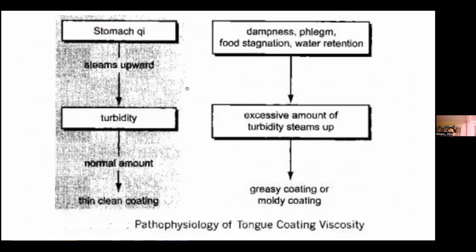So we have here a table or illustration. Ang stomach chi nag-steam upward and nadadala po yung turbidity pag normal amount. So we could observe that there is a thin, clean coating. Pag meron namang dampness, phlegm, or food stagnation, or water retention, there could be an excessive amount of turbidity that steams up. So paakyat, and ma-observe natin sa tongue na meron siyang greasy coating or moldy coating. Okay po?